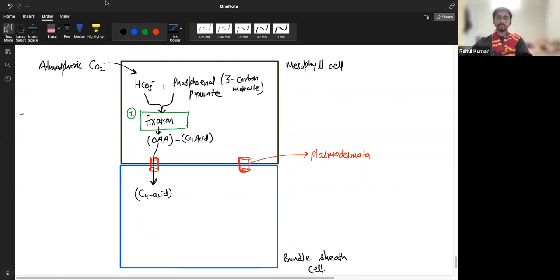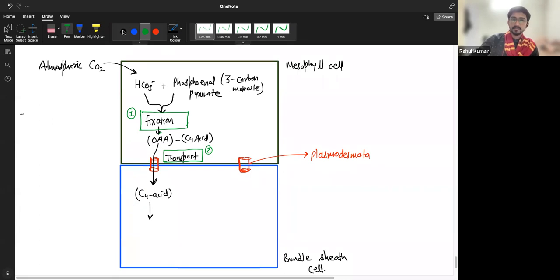Okay, let me complete it first. Then we will discuss about things. So this C4 enters here. And the interesting thing that happens now, so this phase was called transportation or transport. This is the second step. First you have to fix it, then just transport it into the bundle sheath cells.